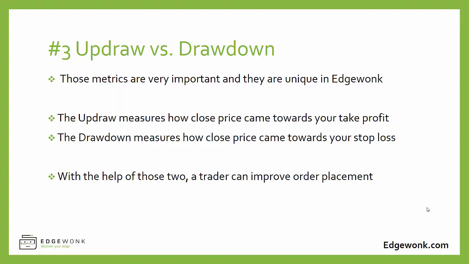Updraw and Drawdown are very specific in Edgewonk, and we built them specifically because we want to analyze the way price moves towards our stop loss and take profit orders, because then we can improve the way we set our stop loss and also the way we set our targets based on those two metrics. So the Updraw measures how close price came towards your take profit, and on the other hand, the Drawdown measures how close price came towards your stop loss.